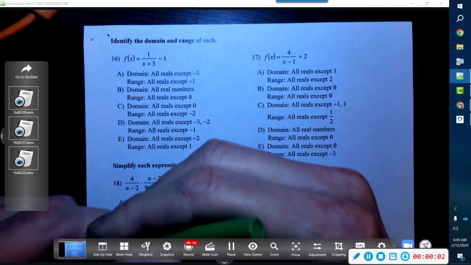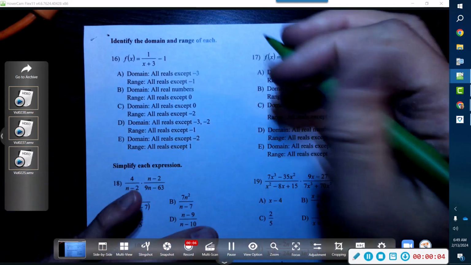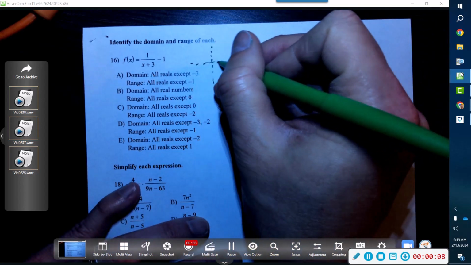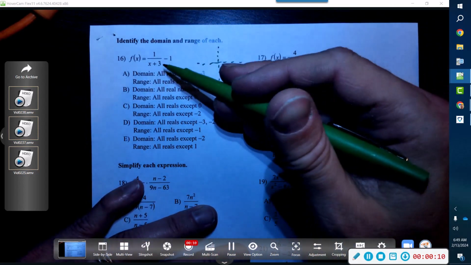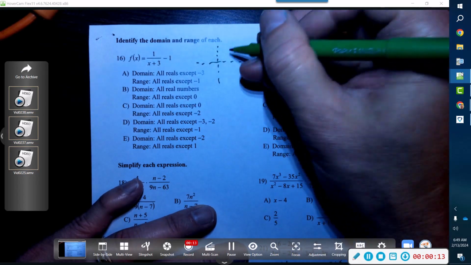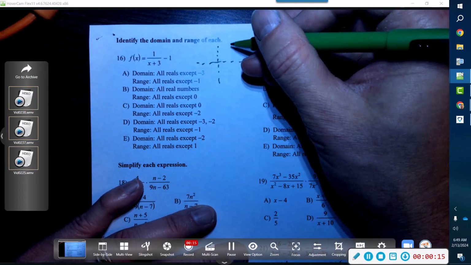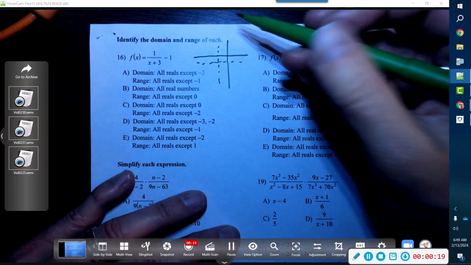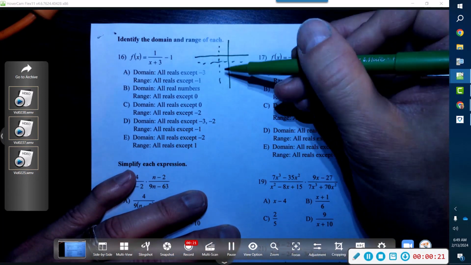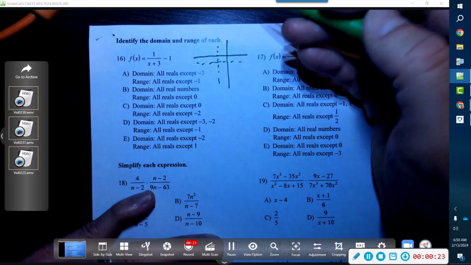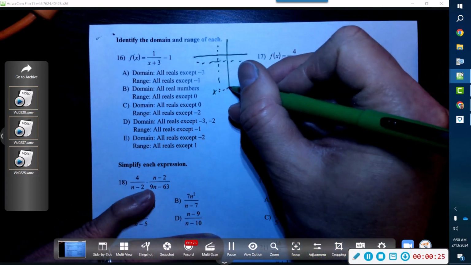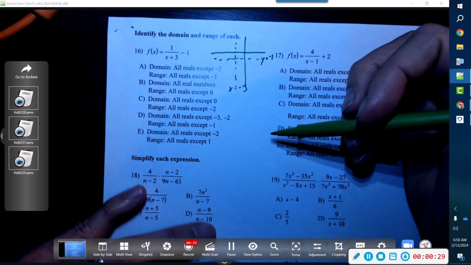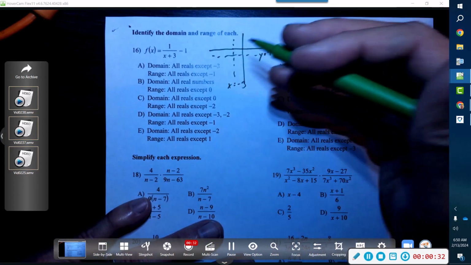So, find the domain and range for this. This really is just finding out where you are. We moved over 3 to the left, and we went down 1. So this means that this is x equals -3, and this is y equals -1. So we're looking for all real numbers except these.